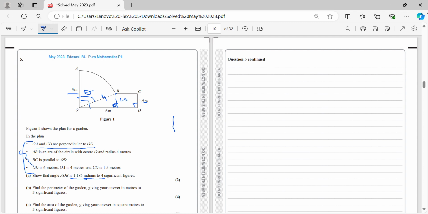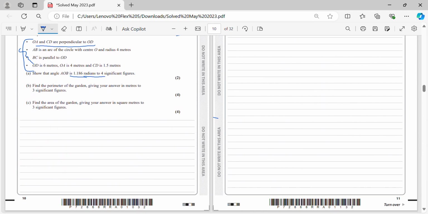So if I draw this triangle separately here, this is 1.5, this is B, this is O, and this is E, let's say, and this is 4. I need to find out how much this angle is. If I label it X, this is the opposite, this is the hypotenuse, so let's start solving it now.